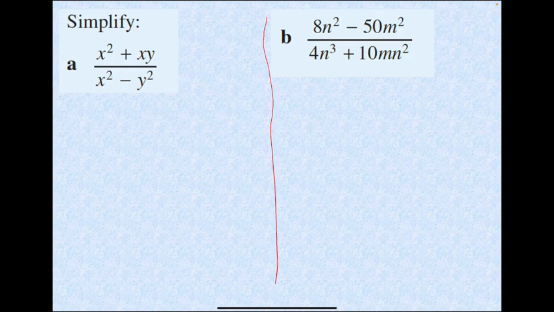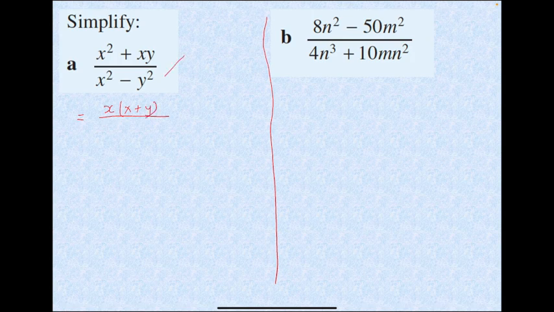Now A, how would I simplify it? Again, let's look at what the factor is. Factor for the numerator, x squared plus xy. It has to be x, correct? So therefore, I've got x times x plus y.